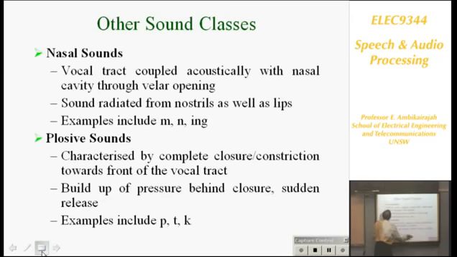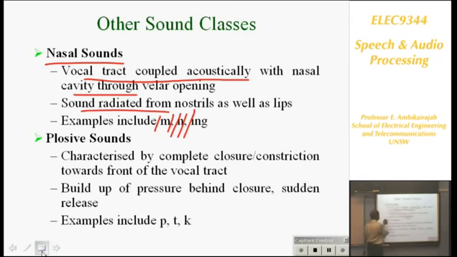Then you've got other sounds, nasal sounds. I've told you that the vocal tract is coupled acoustically with the nasal cavity, and sounds radiated from the nostrils are M, N, Ng. Plosive sounds are another type of sound, where you build up a pressure first and then release it abruptly. For example, a sound like P. You hold P, you build up the pressure behind the closure, and then suddenly open up. That's a different type of sound.